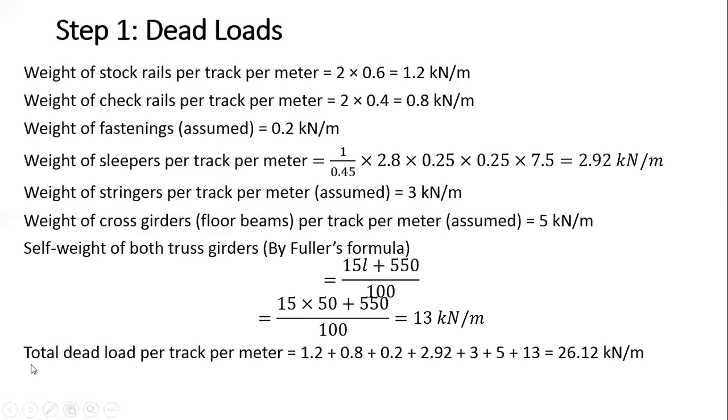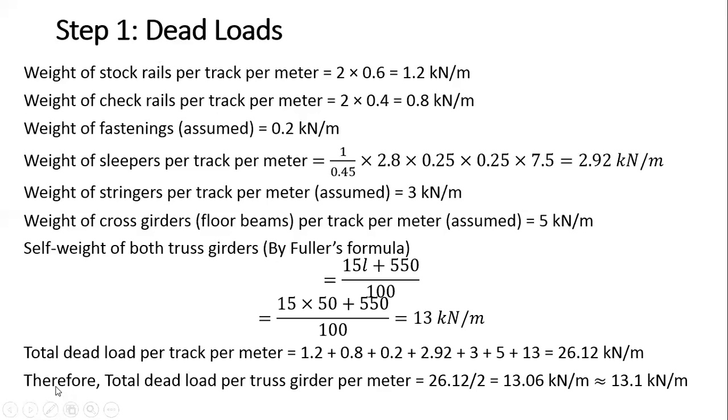So next I have to add all these dead loads here. So total dead load is equal to how much? This plus this plus this, and you have to add each and everything here. So this comes out to be 26.12 kilonewton per meter. These loads are per track.